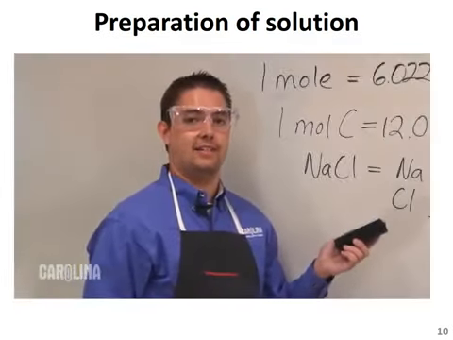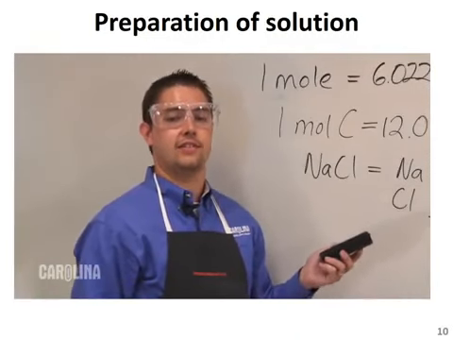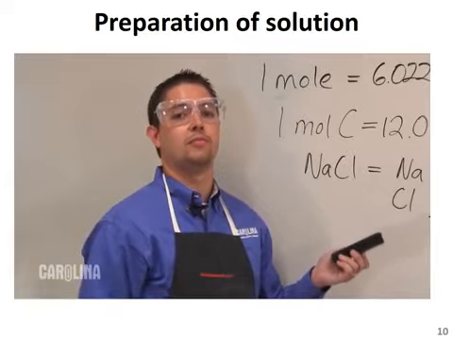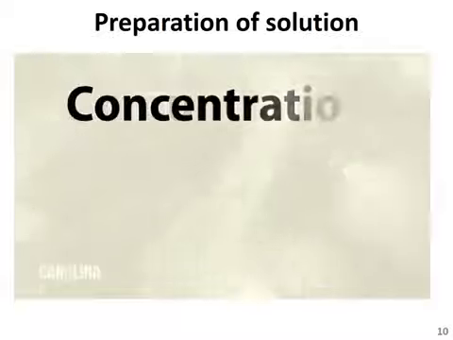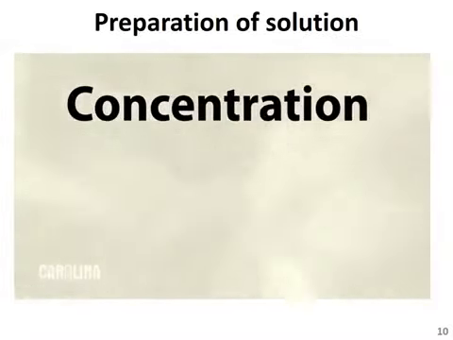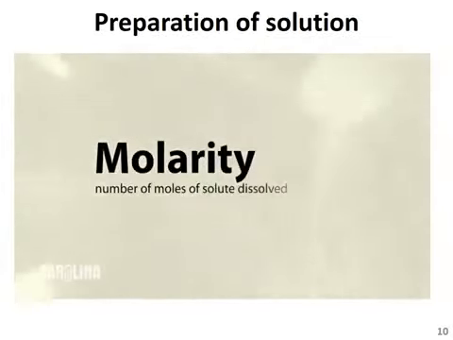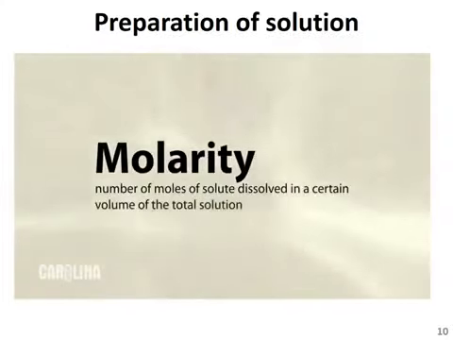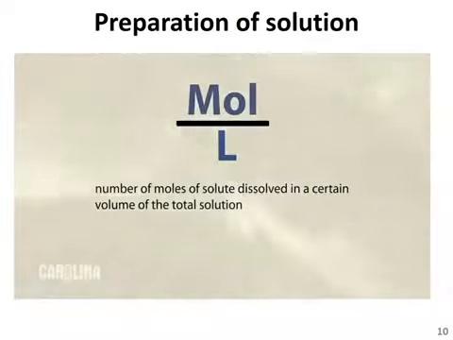This means of using mass to determine the amount of a substance is useful for pure chemicals. But in the case of solutions, we now have a mixture of multiple different substances. Therefore, we express amount as a concentration. The most common unit for concentration in chemistry is molarity, abbreviated capital M, which indicates the number of moles of solute dissolved in a certain volume of the total solution. This gives molarity derived units of moles per liter. It is very important to note that this is a volume of solution, not the volume of solvent.